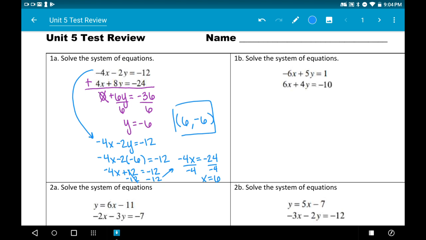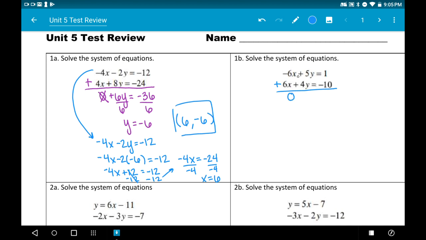Now if we look at 1b, this one is also elimination because the x's, y's, equal signs, and numbers are lined up. And again, we're looking for things that are opposites that will cancel out. So 5 and 4, those are not opposites. But negative 6x and 6x, those are the same number, but one is positive and the other is negative. So I'll add these together. Negative 6x plus 6x is 0 because those canceled out.